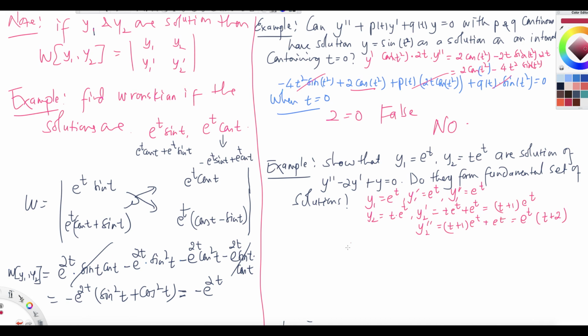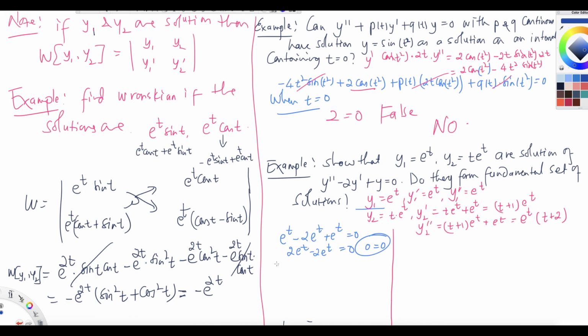So let us see for each of those solutions. I want to check if they satisfy this equation. So this one is e to the t minus 2 times e to the t plus e to the t equals 0. I'm just checking for y1, okay. So e to the t plus e to the t is 2 e to the t, minus 2 e to the t equals 0. So 0 equals 0. That is done, right?